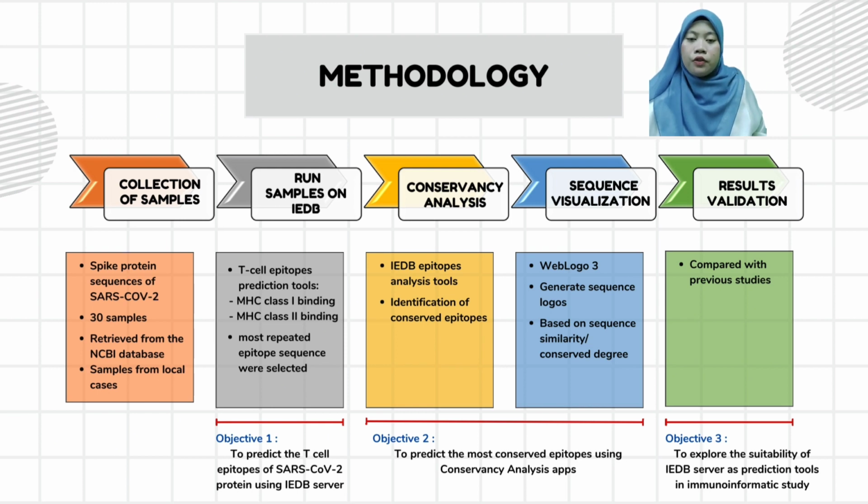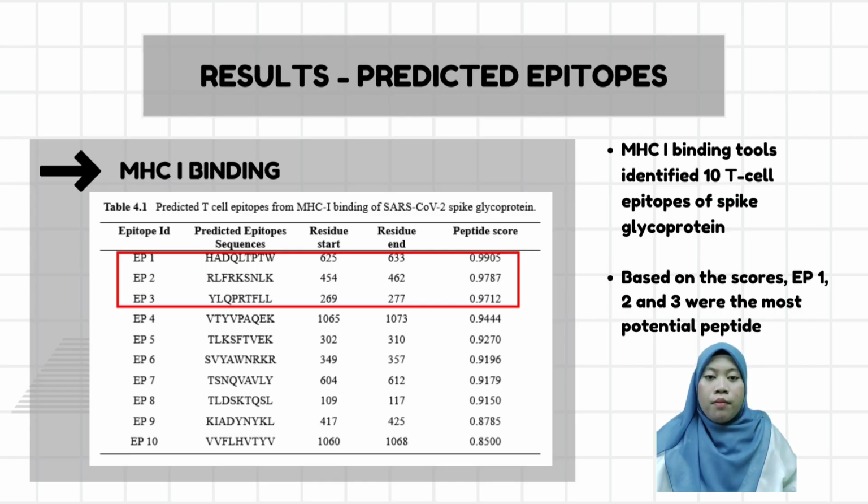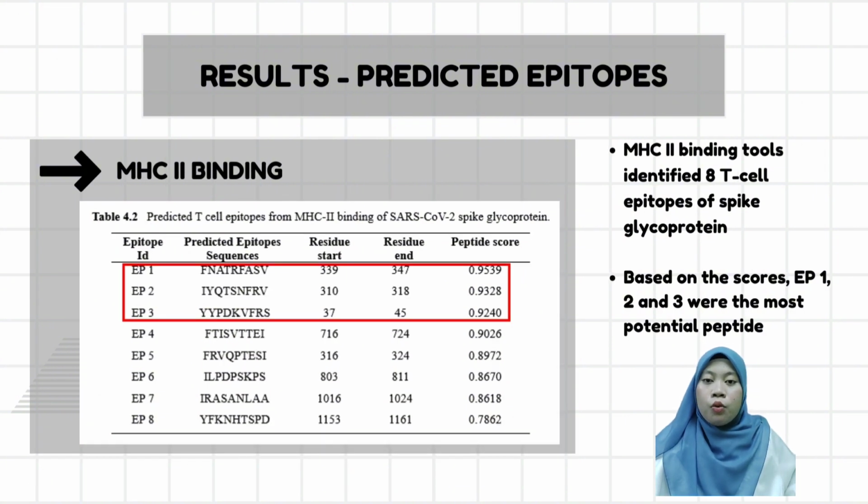For the result, MHC1 binding tools identified 10 T-cell epitopes of spike protein, and based on the peptide score, epitopes 1, 2, and 3 were the most potential peptides for a target vaccine as a higher score indicates higher binding affinity. Meanwhile, for MHC2 binding tools, 8 T-cell epitopes of spike glycoprotein were identified. The potential peptides are also epitope 1, epitope 2, and epitope 3 by observation of their scores.